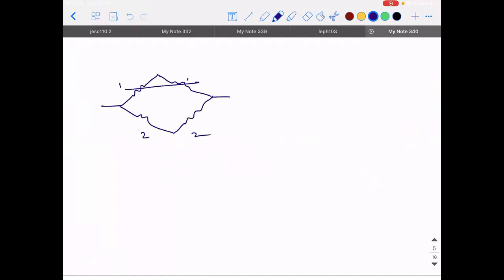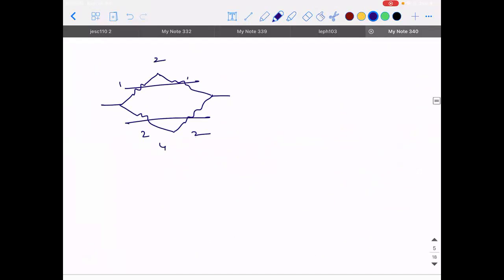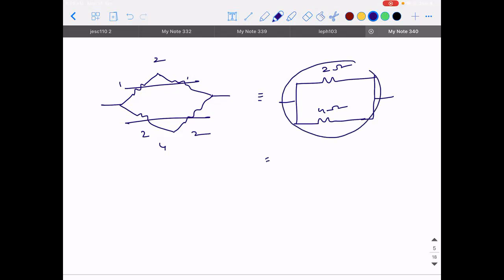These two are in series, so that is 2 ohm. These two are in series, so it is 4 ohm. So the equivalent circuit will be a 2 ohm resistor and a 4 ohm resistor connected in parallel across these two. When 2 and 4 are connected in parallel, what will be the answer? 2 into 4 divided by 2 plus 4. That is going to be 8 divided by 6 or 4 divided by 3 ohm.